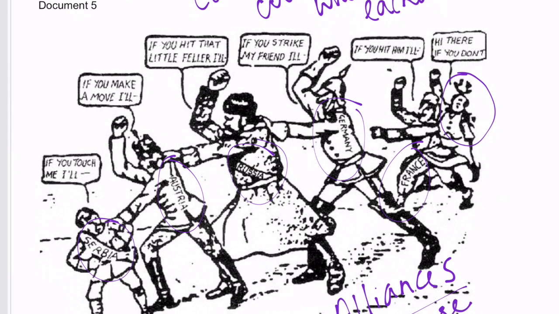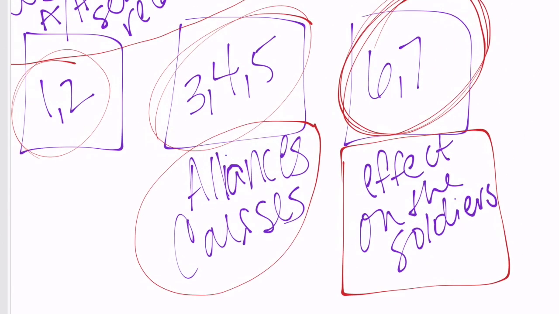Also, use this one. You can say document number 5 clearly shows these alliances and how when Austria goes up against Serbia, Russia has Serbia's back, and Germany has Austria's back, and France has Russia's back, and Britain is having France's back, right? So you could talk about the relationship of alliances with document number 5. Then our last paragraph is the effect on the soldiers.